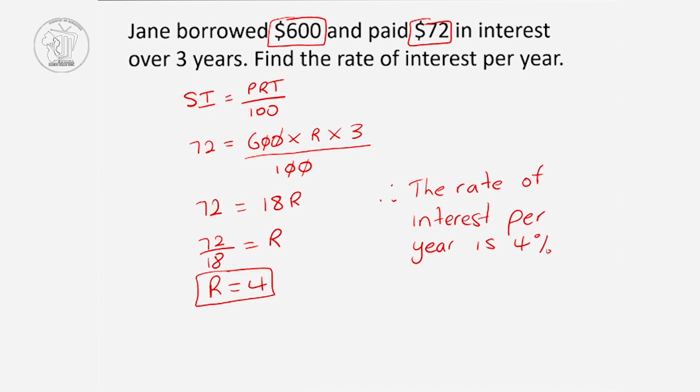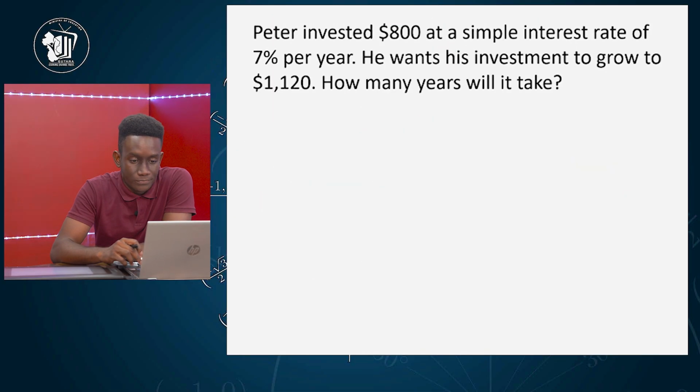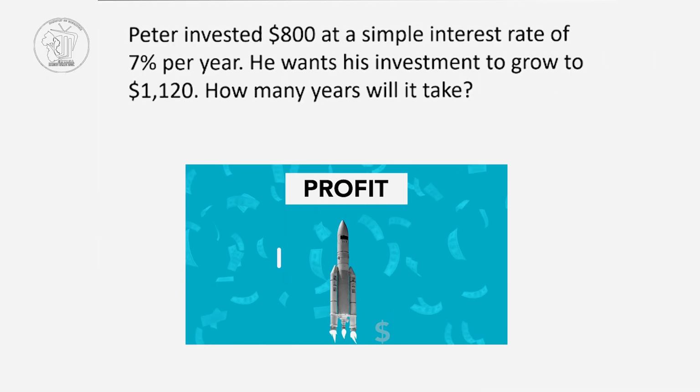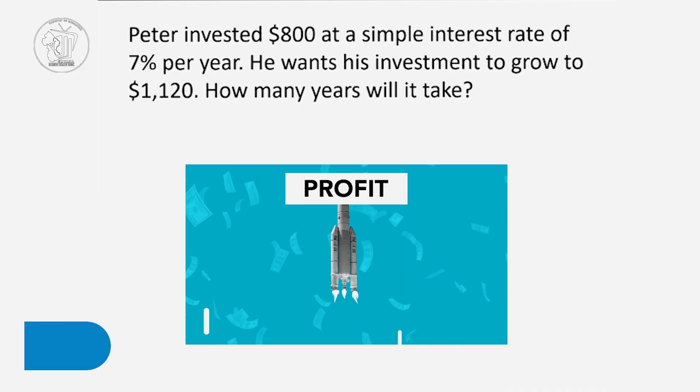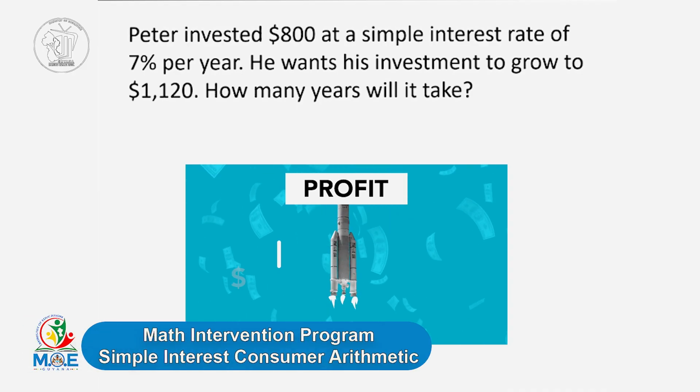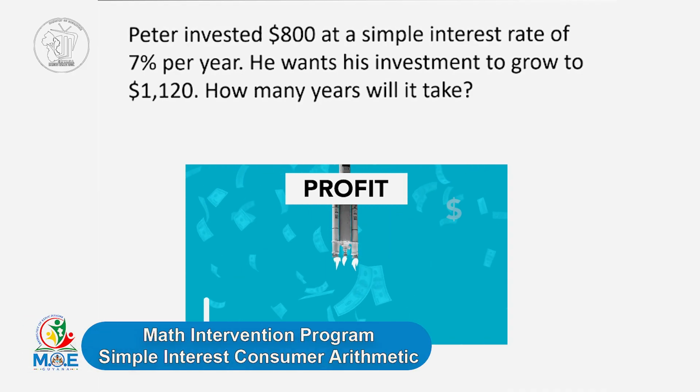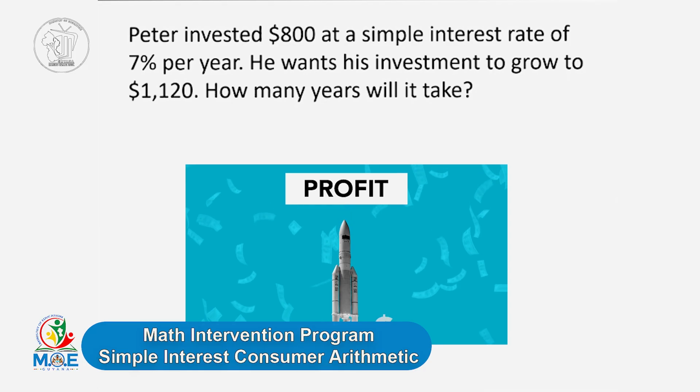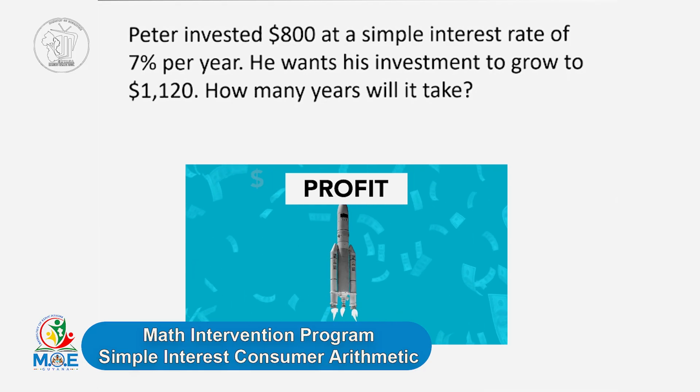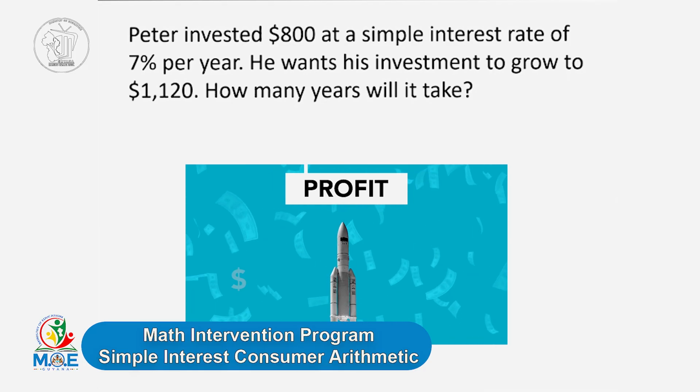And now let's look at the final example. The final example says, Peter invested $800 at a simple interest rate of 7% per year. He wants his investment to grow to $1,120. How many years will this take?